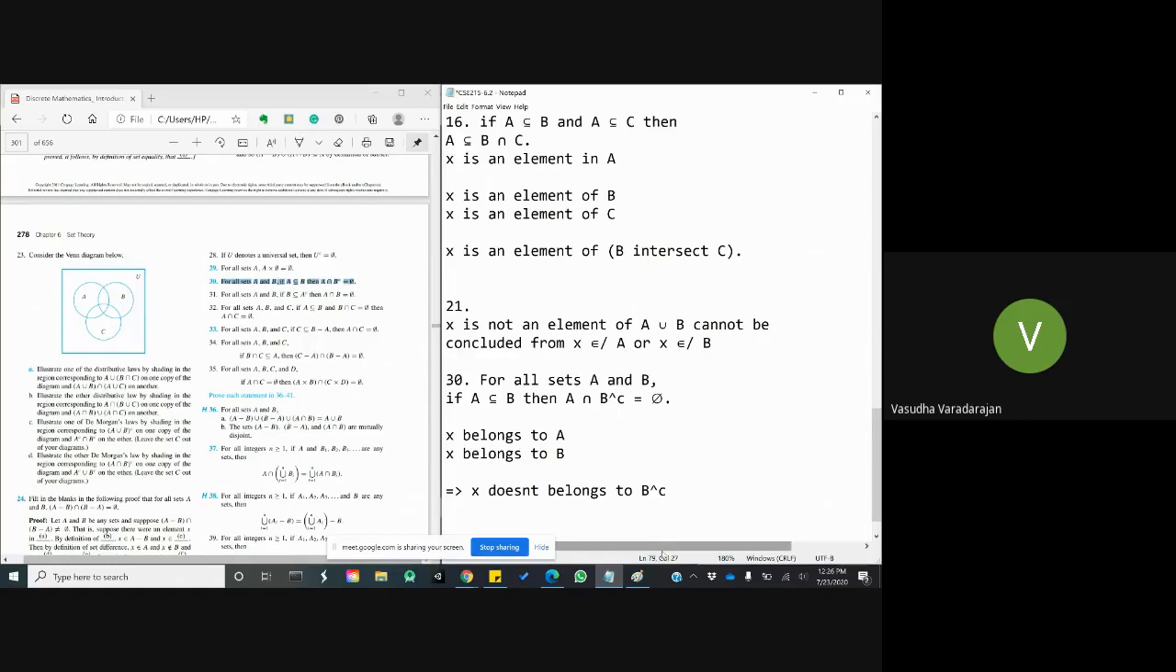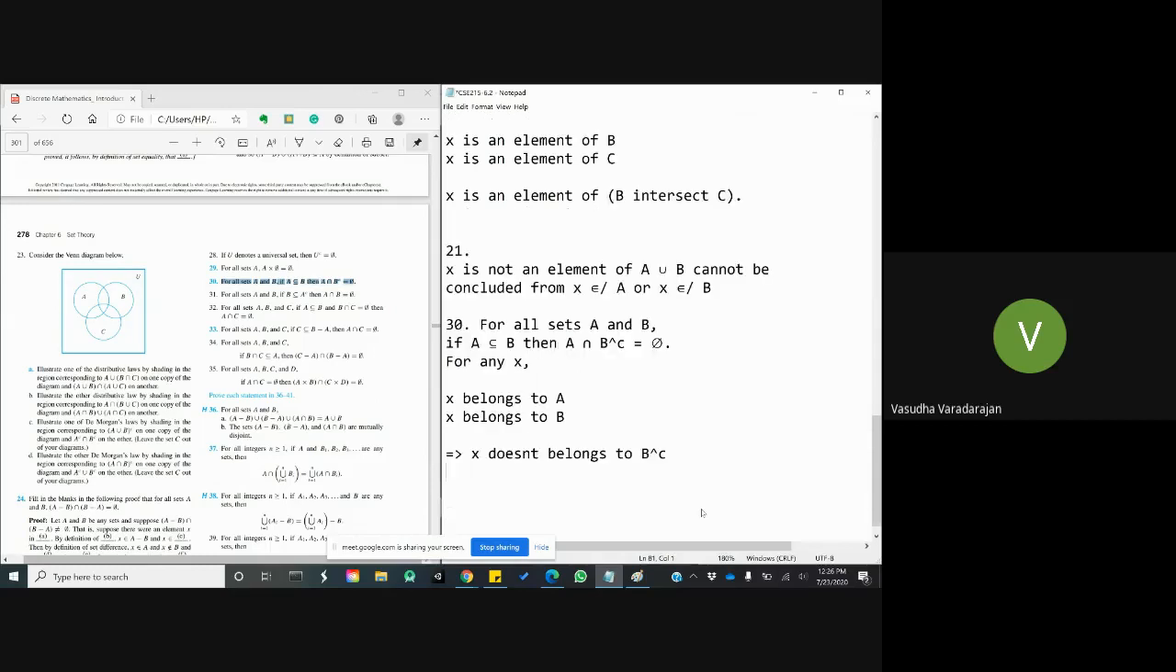So in this case, we know that for A intersection B complement to have any element, that element in A should also be a part of B complement. But since A is a subset of B, all the elements in A are going to be in B, which means they'll never be a part of B complement. So we can safely say that A intersection B complement will be a null set. Is that clear?